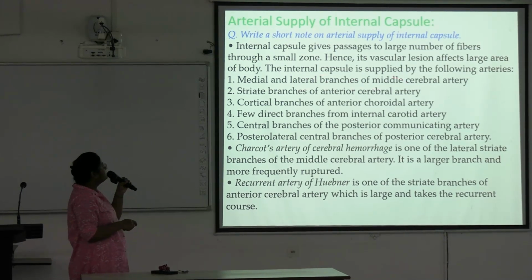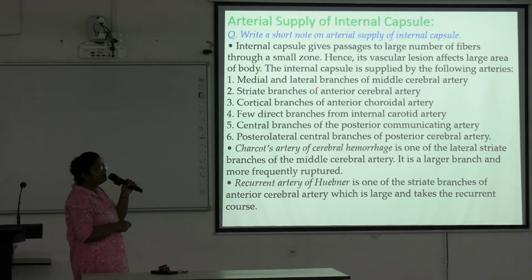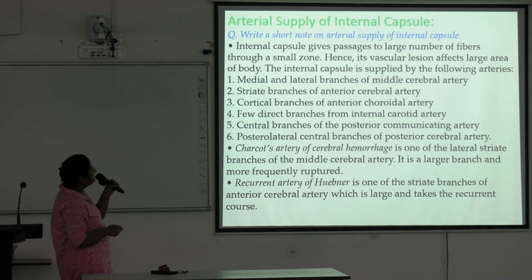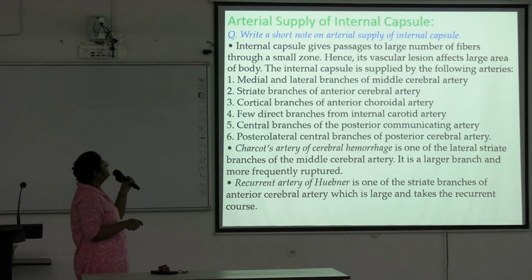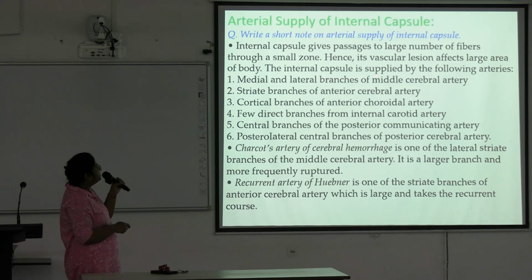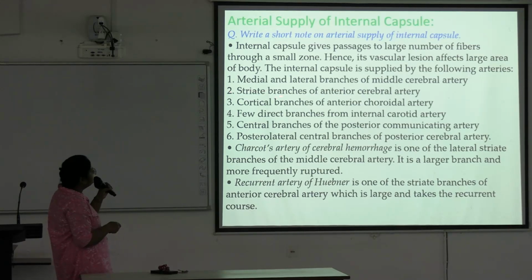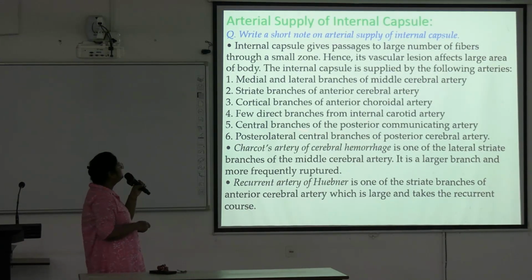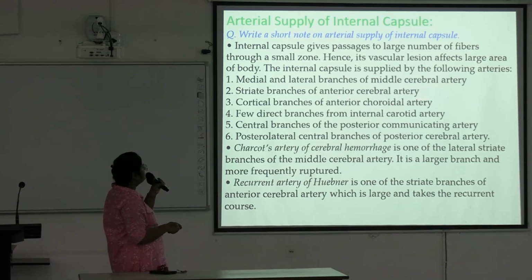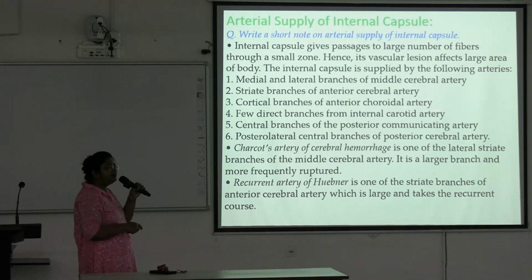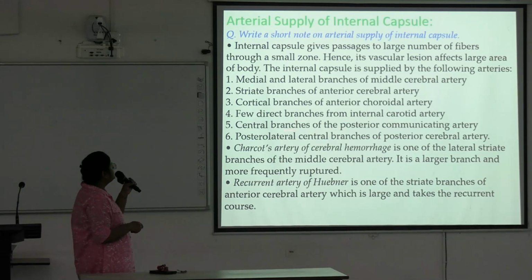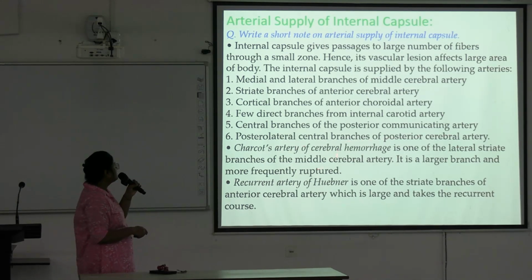Internal capsule gives passage to a large number of fibers through a small zone. Hence, its vascular lesion affects a large area of the body. The internal capsule is supplied by these arteries: medial and lateral branches of middle cerebral artery, straight branches of anterior cerebral, cortical branches of anterior choroidal, few direct branches from internal carotid, central branches of posterior communicating artery, and posterolateral central branch of posterior cerebral artery.